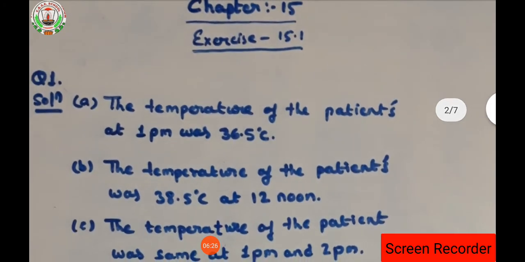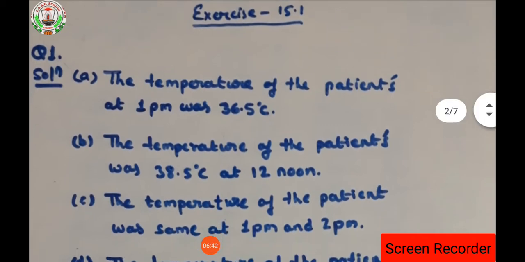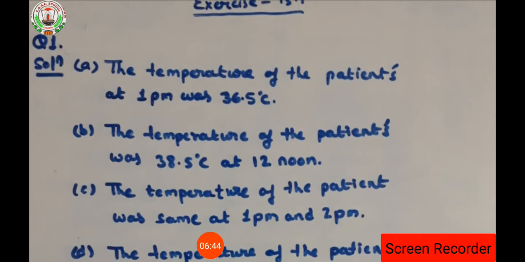So here is the answer for chapter number 15, 5.1, question number 1. Till now I had explained to you the graph along with the answers. Now what is the question? It is asked what was the patient's temperature at 1 p.m. As I had explained to you, the temperature at 1 p.m. will be 36.5 degrees centigrade. Therefore, the temperature of the patient at 1 p.m. was 36.5 degrees centigrade. Okay.